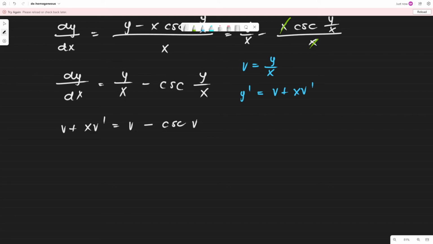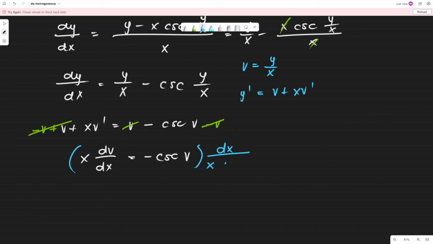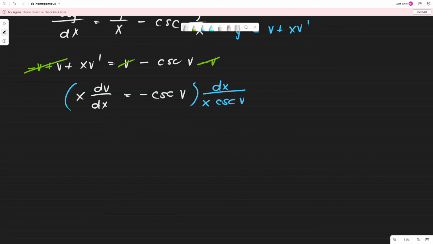See? It is no longer that intimidating to look at. So let's subtract v from both sides. This is plus, this is minus, so they cancel. We are left with negative cosecant v. So we have x dv over dx is equal to negative cosecant v. Then let's multiply by dx over x cosecant v, since we need to isolate. Sorry, I forgot about the cosecant v. So we will have dv over cosecant v is equal to negative dx over x.